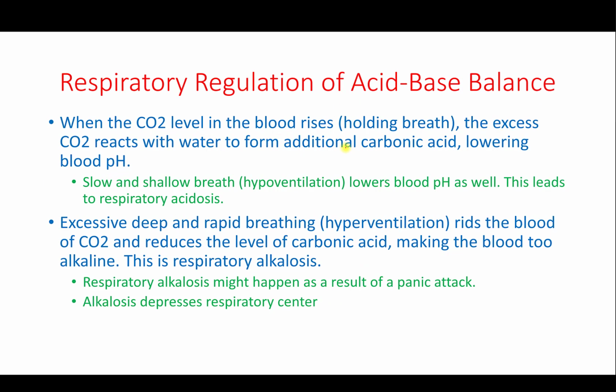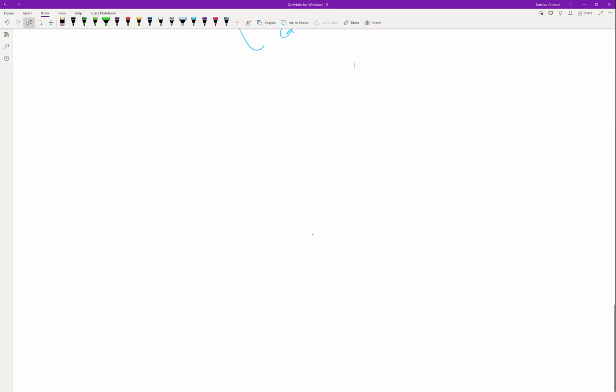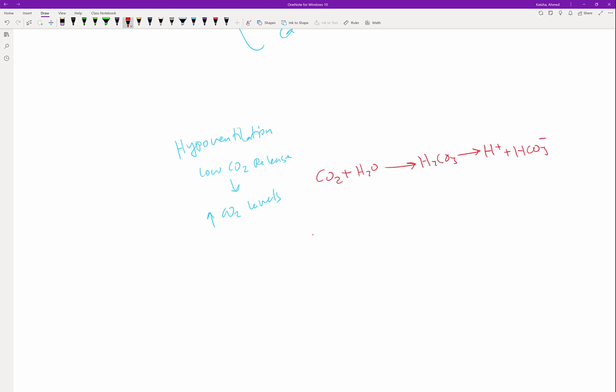Okay, so what is happening? We already talked about this when we discussed hypoventilation and hyperventilation, right? Let's go back to the drawing. We said that in case of hypoventilation, we have less CO2 release, and therefore high CO2 levels. And in this case, the equation would move in this direction. Why? Because I'm having high CO2 here, I need to move in this direction. And this will cause high hydrogen levels. High hydrogen levels mean a drop in the pH, and therefore this will be respiratory acidosis. Respiratory acidosis in hypoventilation.